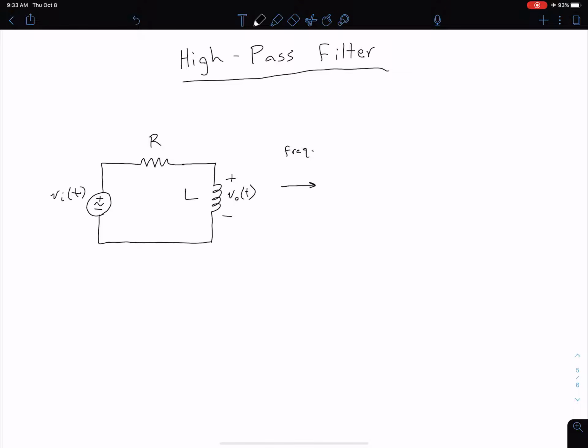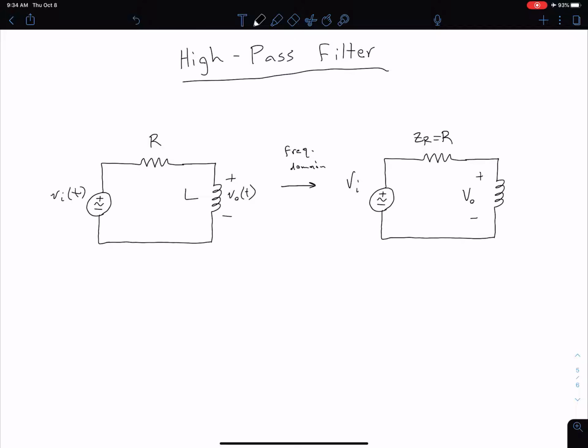We do that by changing our voltages into phasors and by changing our resistances, inductances, and capacitances into impedances. So now our input phasor is going to be VI, capital V, lowercase i. Our V out is capital V, lowercase o. And our impedance for our resistor is just equal to the resistor value. Our impedance for the inductor is dependent on frequency. We know it is j omega L.